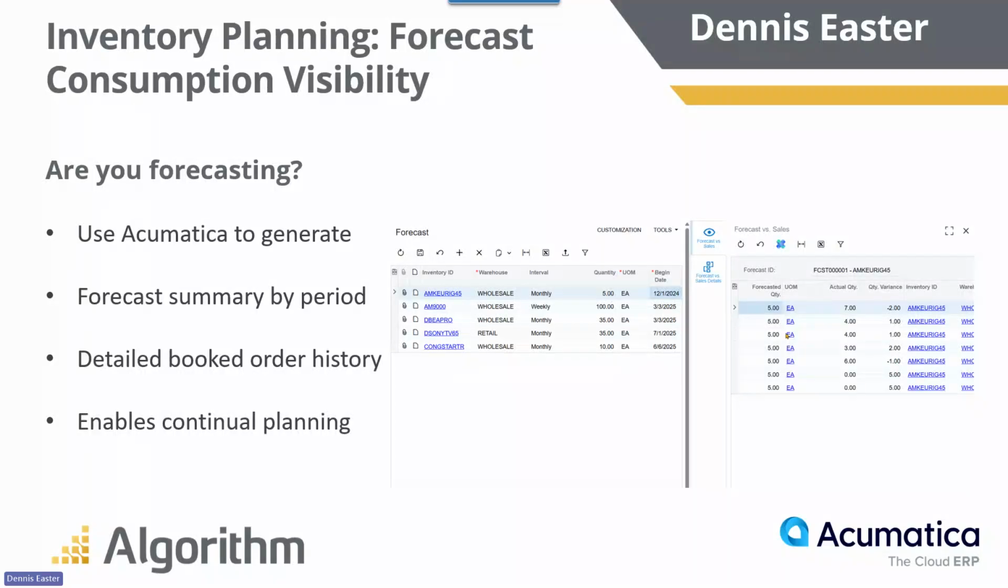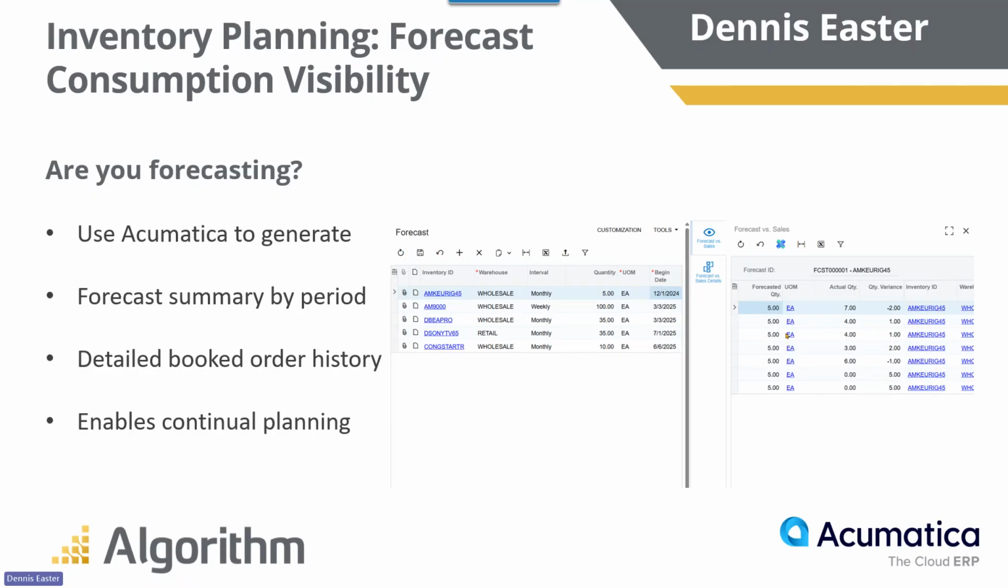I'd like to take a look at some new visibility that Acumatica is providing in inventory planning when it comes to forecasting accuracy. I think we can all agree that every forecast that's ever been made has been wrong. It's just a matter of how wrong it is. So we'll take a look at ways that you can manage this while the forecast is actually active in order to change your plans as necessary.